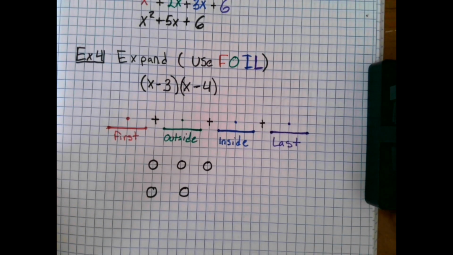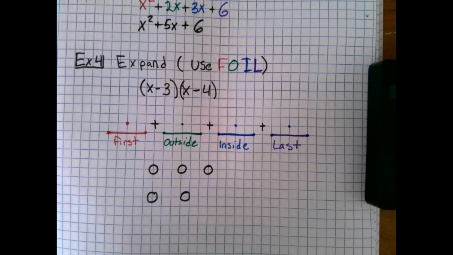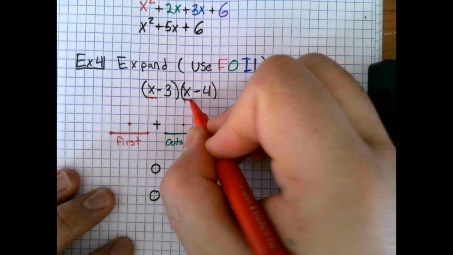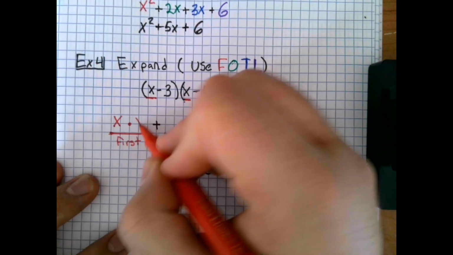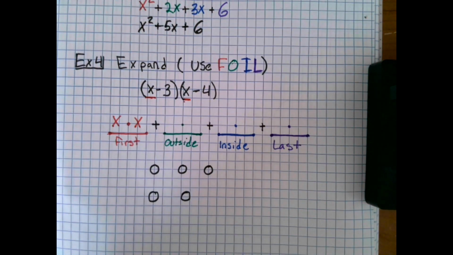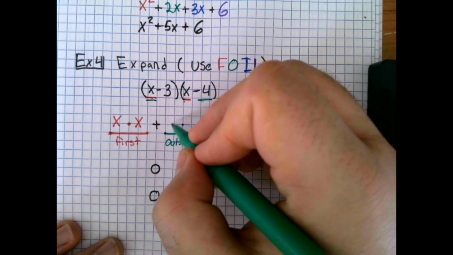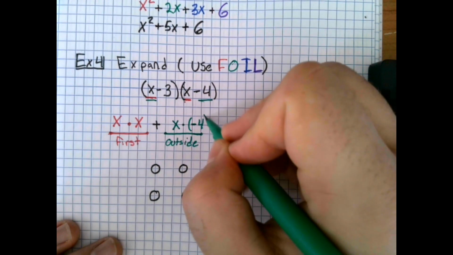Now, example 4 asks us to expand using FOIL. First things first, we get the first term in each binomial. The first term in our first binomial is x. The first term in the second binomial is x. And notice we've got x times x. Now, our outside terms are x and negative 4. So we're going to have x here, but it's important that we keep the minus with the 4.